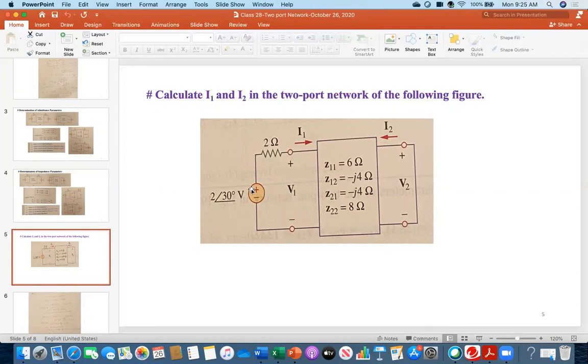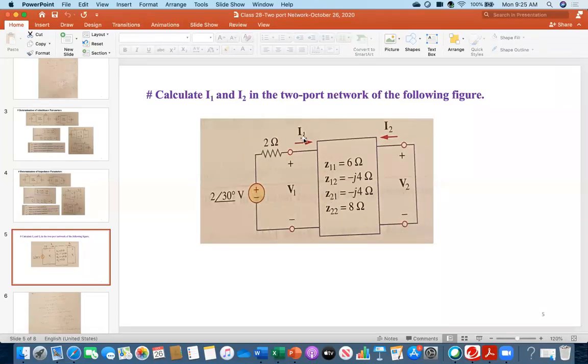This V1 is not here. Keep in mind, V1 is after the 2 ohm. And then this current is ion. So the current is fine, that is that current. But keep in mind, V1 is not this one. V1 is from this point to this point. So based on that, can you determine ion and I2?